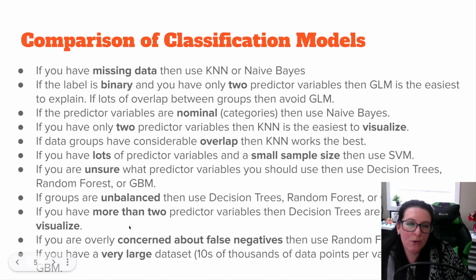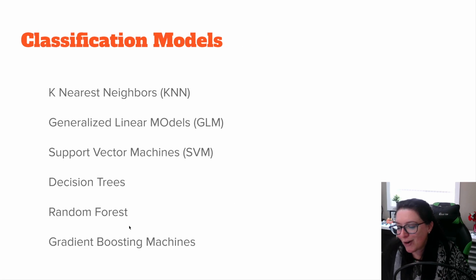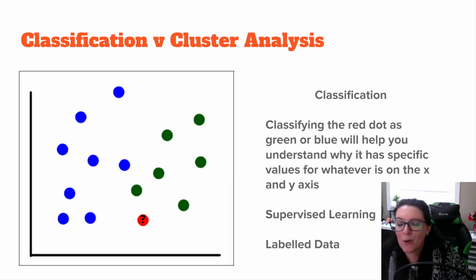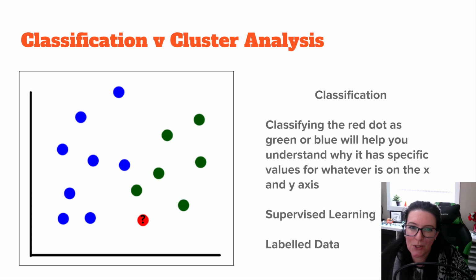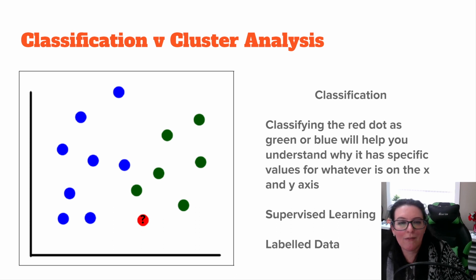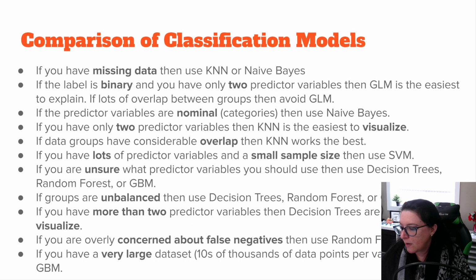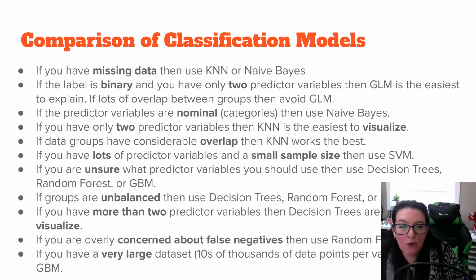Decision trees, random forest, and gradient boosting machines work well too if your groups are unbalanced. What do we mean by that? Well, you can see here we have slightly more blue than green. If it's a big difference, if there are a lot of blue and a tiny amount of green, you really have unbalanced groups. And so then using the random forest, decision trees, or the gradient boosting are the better methods.